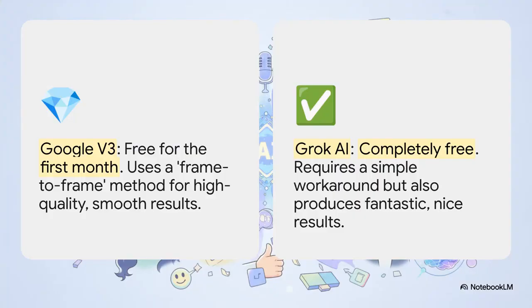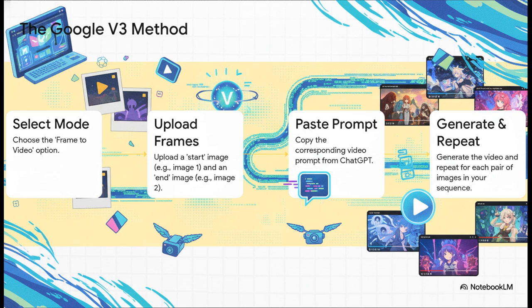Option 1 is Google V3. It's free for your first month and gives you amazing, high-quality results with a really straightforward frame-to-video feature. Option 2 is Grok AI, which is 100% free forever. It just needs a clever little workaround to get the same effect. Honestly, both work great. Let's talk about Google V3 first.